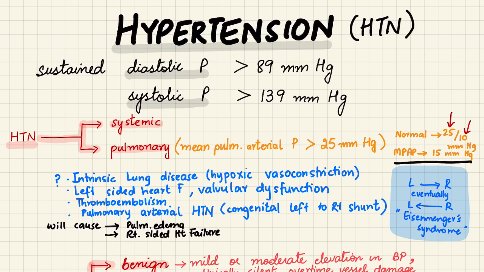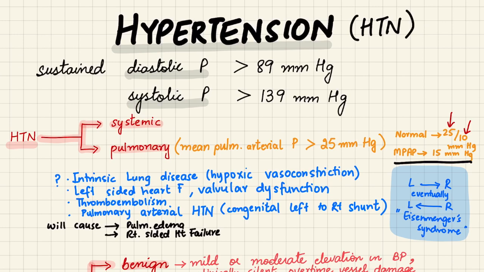Lastly, we can have pulmonary arterial hypertension. Now this term is mainly used for a congenital defect causing this type of hypertension. This congenital defect is going to be a congenital left to right shunt. Okay, now a left to right shunt is going to happen whenever there is an atrial or ventricular septal defect.